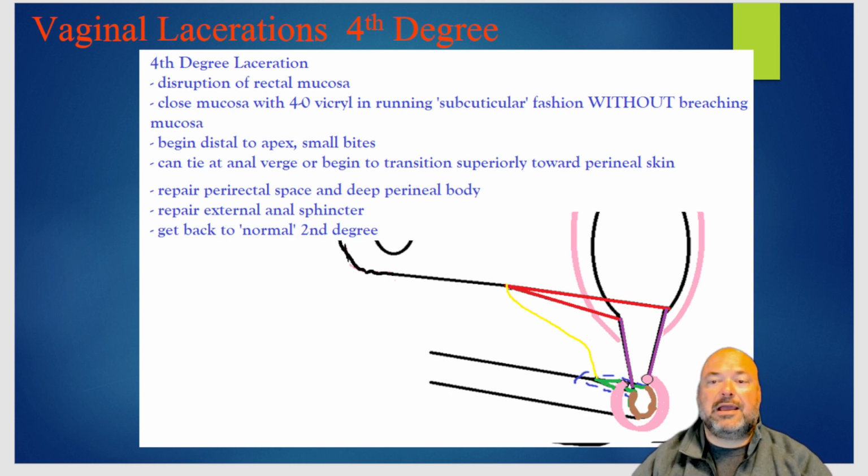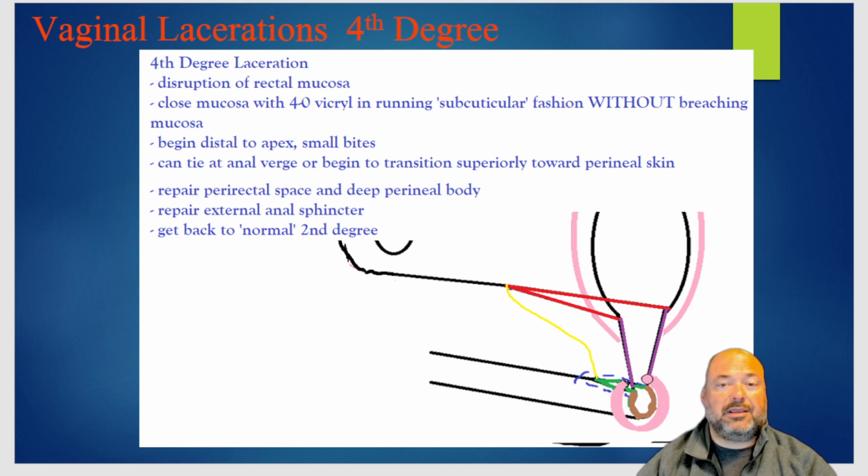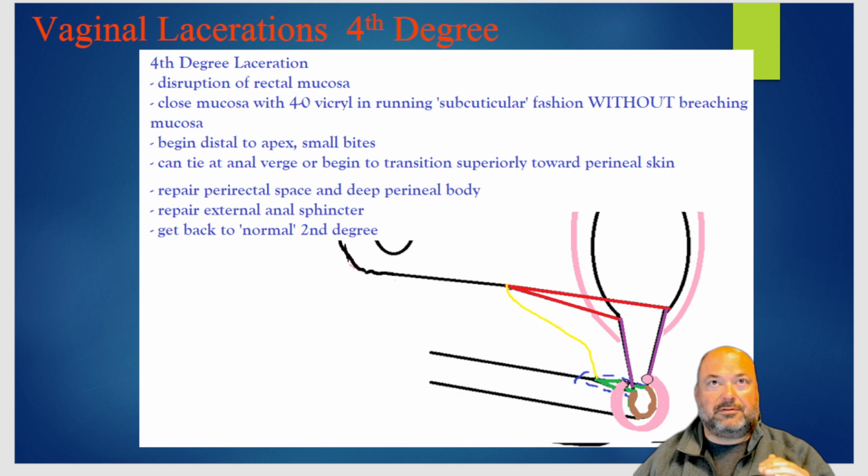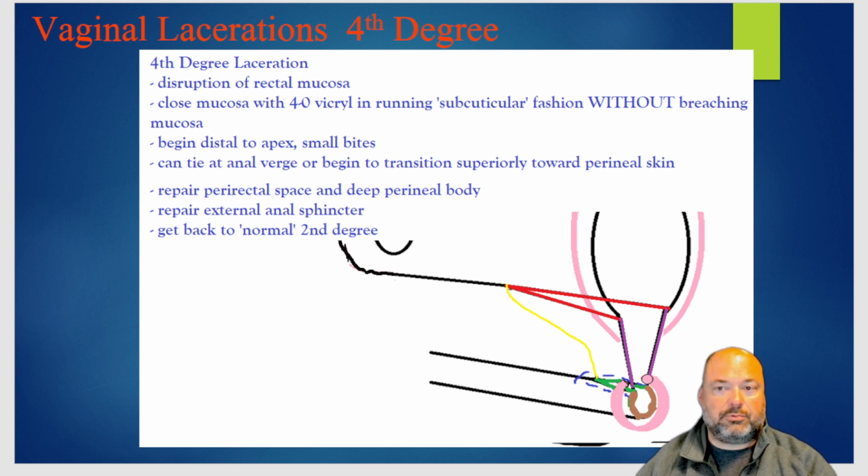We'll demonstrate that shortly. The goal here is to not put any suture material into the rectum itself. So we're actually going to be closing the tissue just immediately above the rectal mucosa, again in a somewhat subcuticular fashion, or horizontal fashion if you would like, to close that area without breaching the mucosa itself. Begin distal to the apex, take small bites. You can tie at the anal verge or begin to transition superiorly, kind of up through the anal skin to perineal skin. We have a representation of that to show you what I'm talking about.